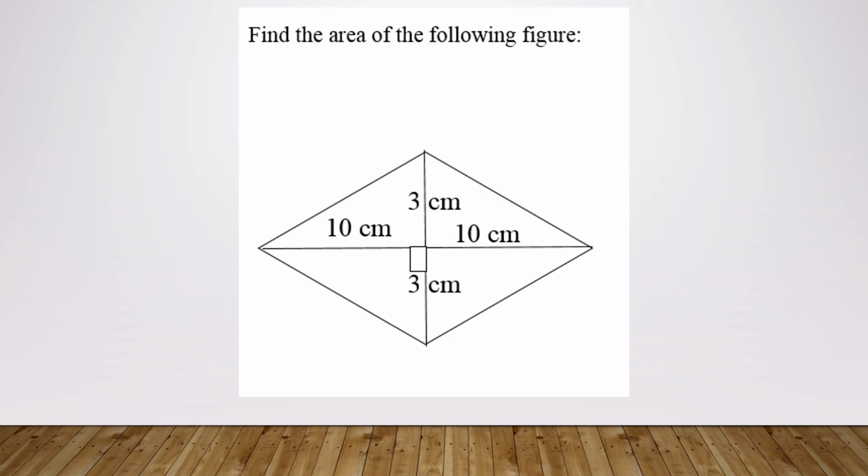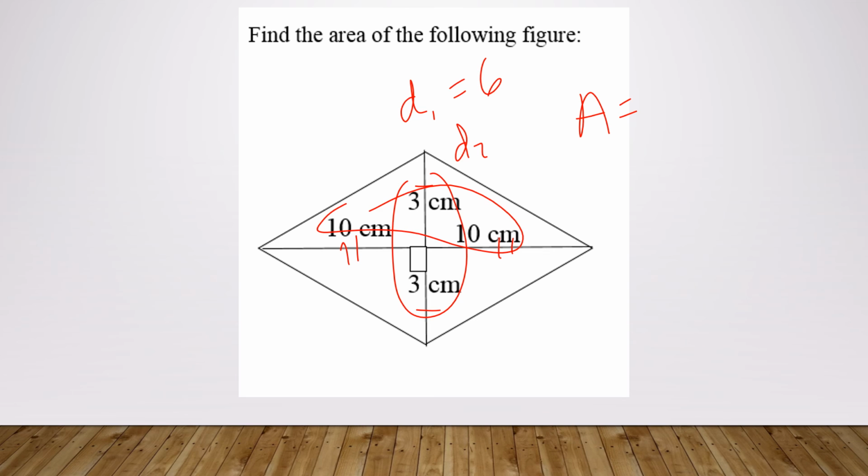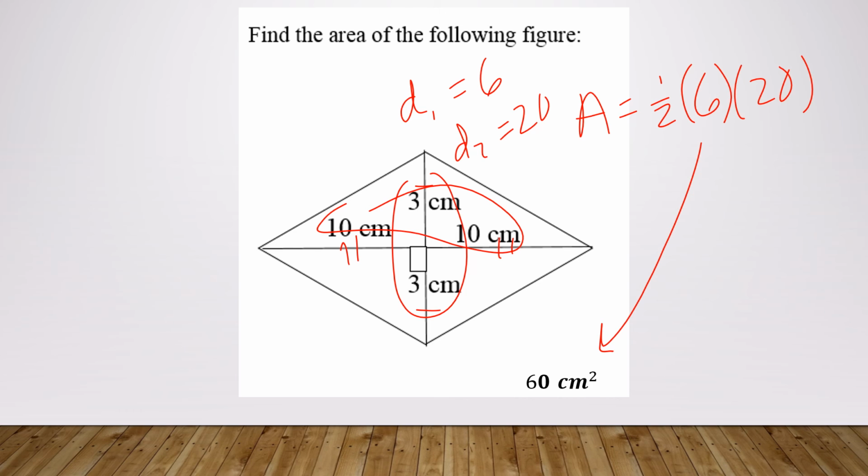This is a rhombus. You know it's a rhombus because this side is congruent to this. This is congruent to this. That is not a trait of a kite. So we have area equals, we need to figure out diagonal 1. I'm going to do these, which would be 6. Diagonal 2 is my tens, which would be 20. So I'm going to do 1/2 times 6 times 20, and I get 60 centimeters squared.